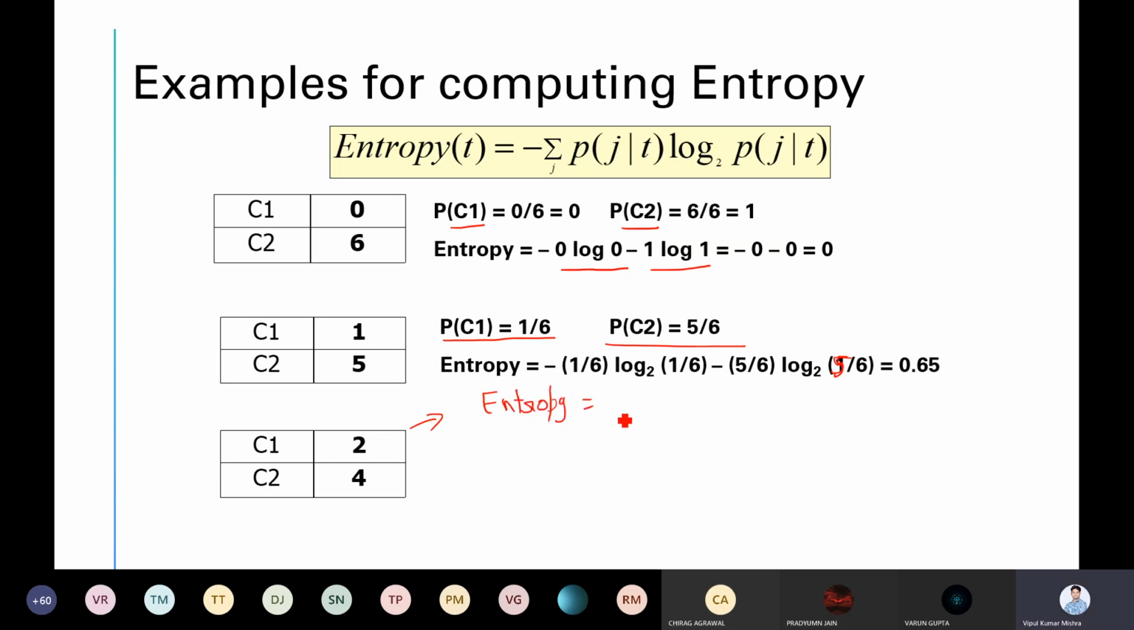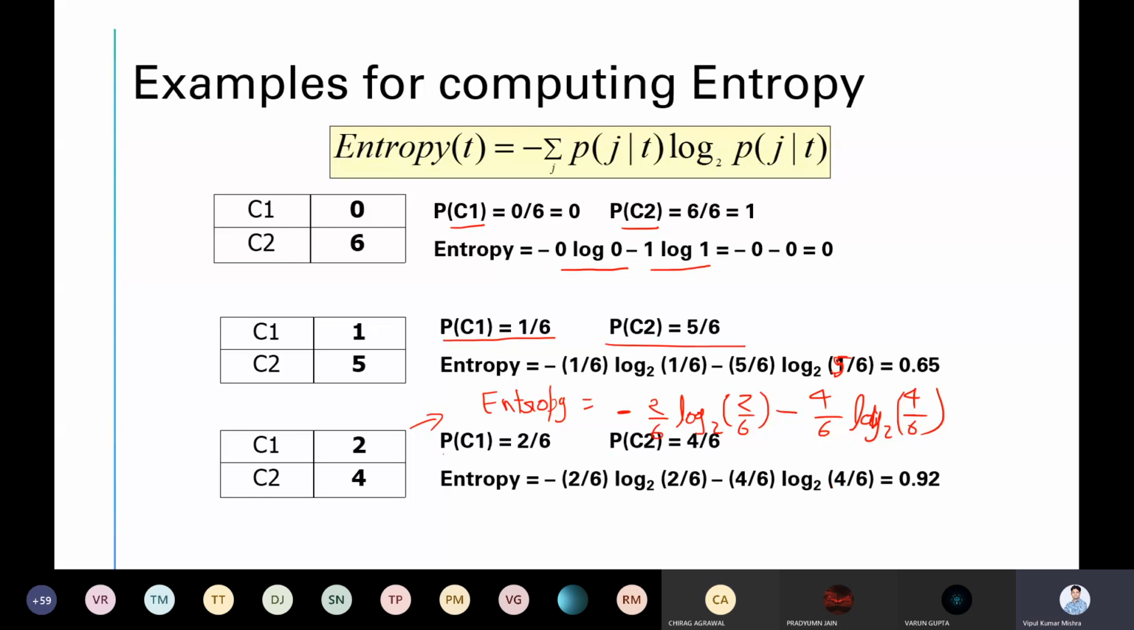Can you compute? Or just tell me the expression. 2 by 6 log base 2 of 2 by 6, minus 4 by 6 log 2 of 4 by 6. Right? So in that way you can compute the entropy for this. So you got entropy here.